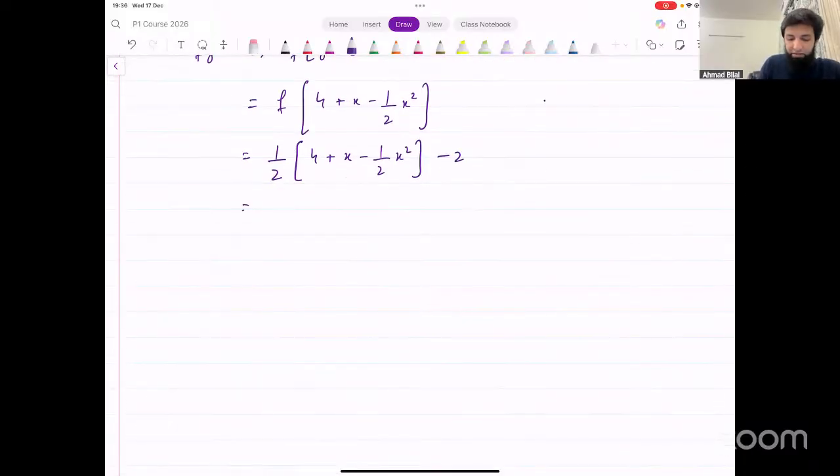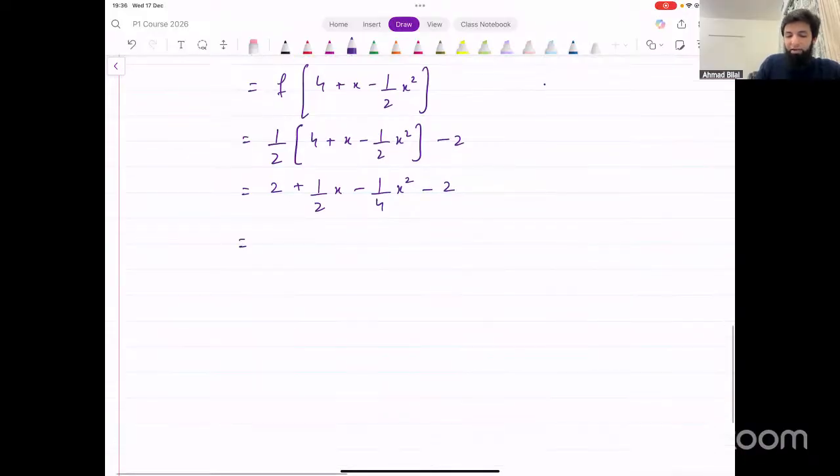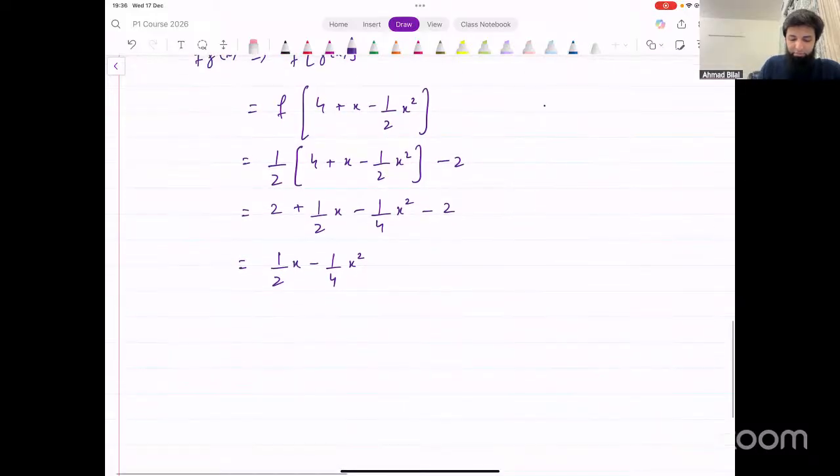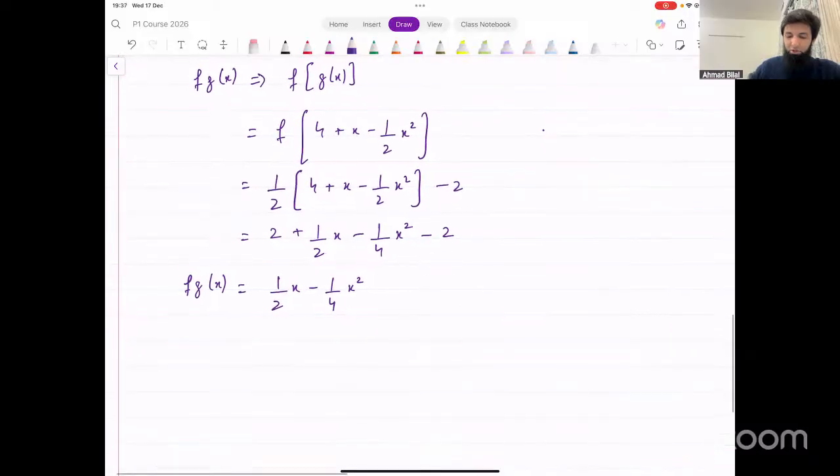Let's simplify this. 4 over 2, that is 2, plus half x minus 1 over 4 x squared minus 2. The 2 and minus 2 get cancelled, and we're left with half x minus 1 over 4 x squared. This is fg of x. Okay, that was one thing that we had to do: find an expression for fg of x. Now they want us to find the range of this function.